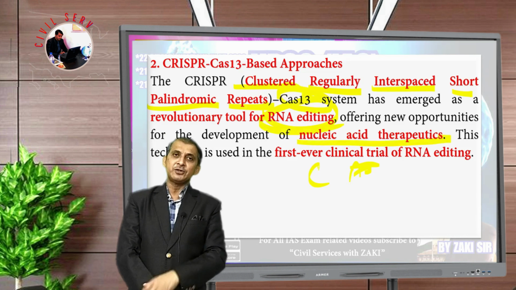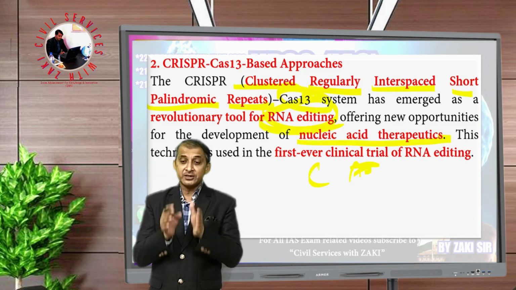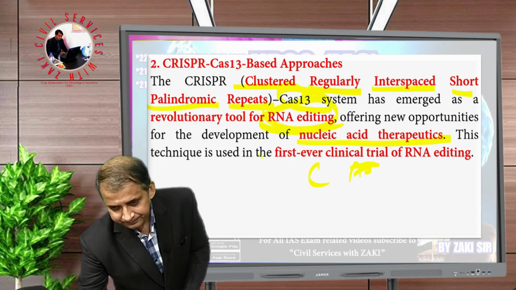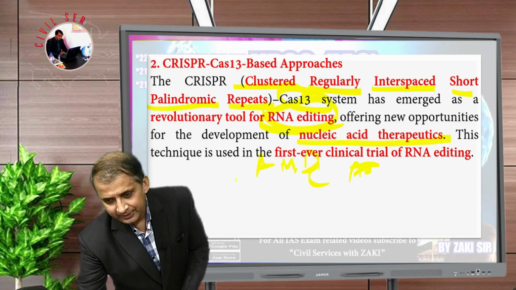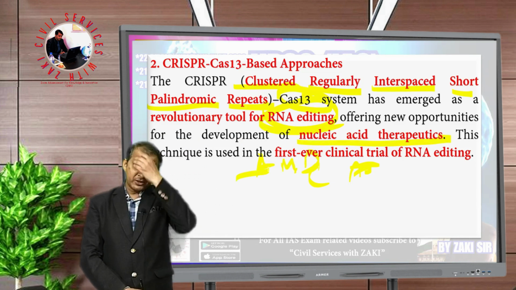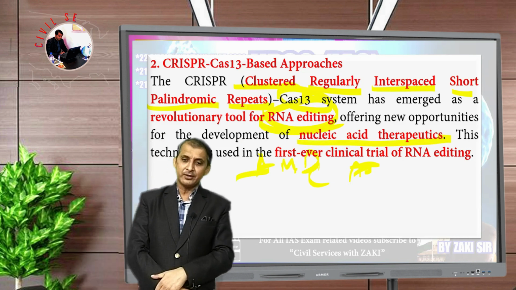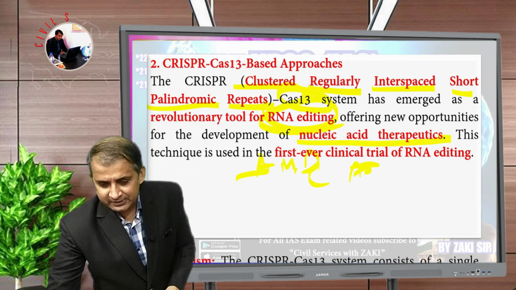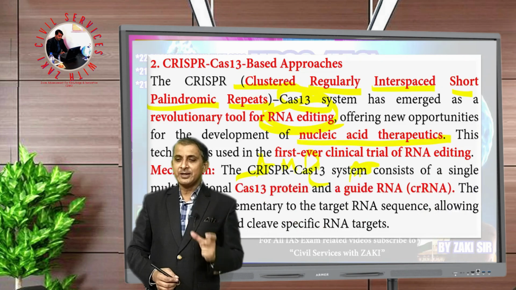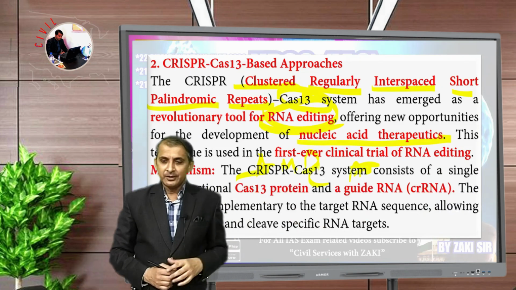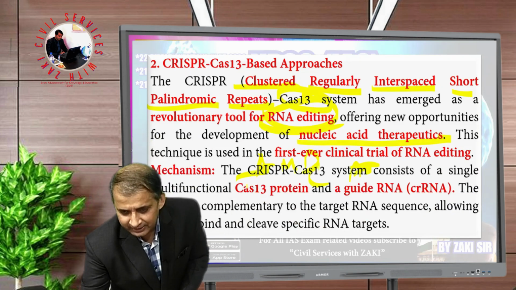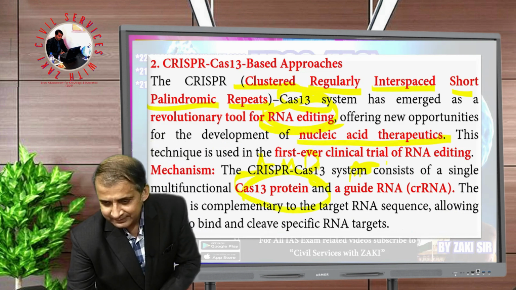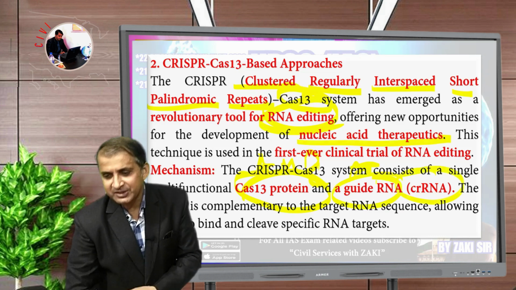It is also very significant because of the first ever clinical trial of RNA editing, for AMD, age-related macular degeneration disease, basically a trial for this disease. So if we see here, the mechanism is very significant. It consists of a single multifunctional Cas13 protein and a guide RNA. Guide RNA is also called crRNA.